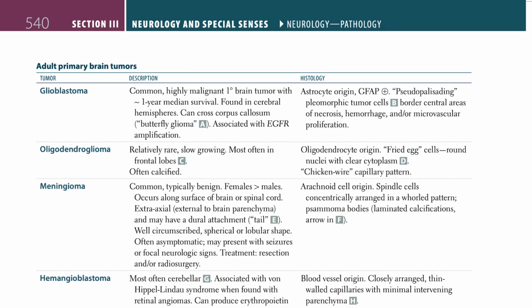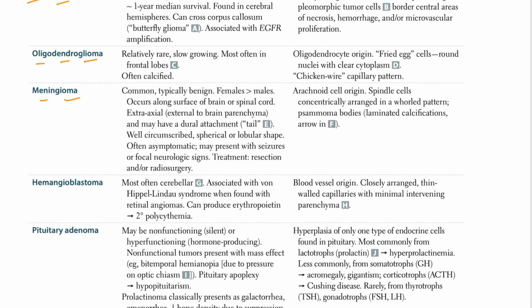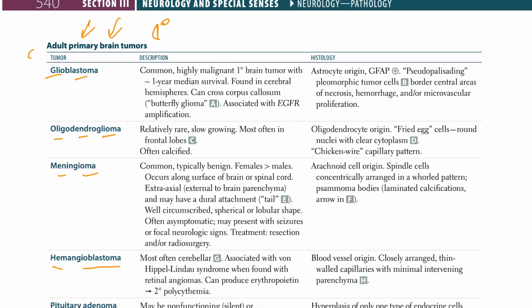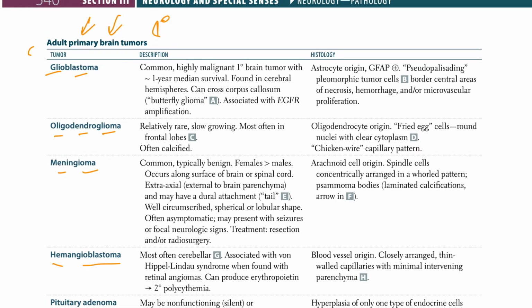Okay, now we're going to talk about adult primary brain tumors. In here we have a couple of tumors. First of all, we have the glioblastomas, oligodendroglioma, meningiomas, hemangioblastoma, pituitary adenoma. So let's take a look at the first one, which is glioblastoma.